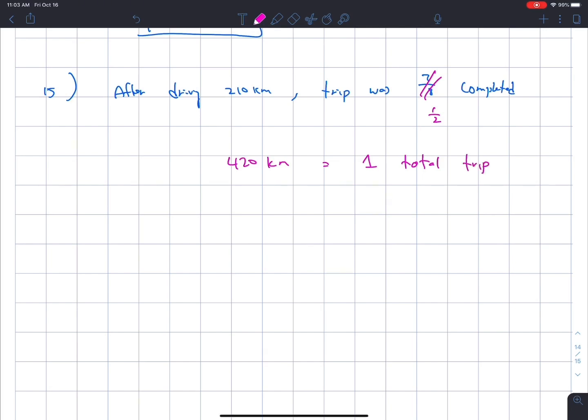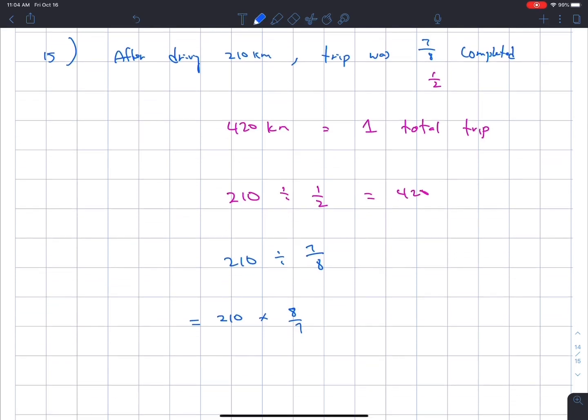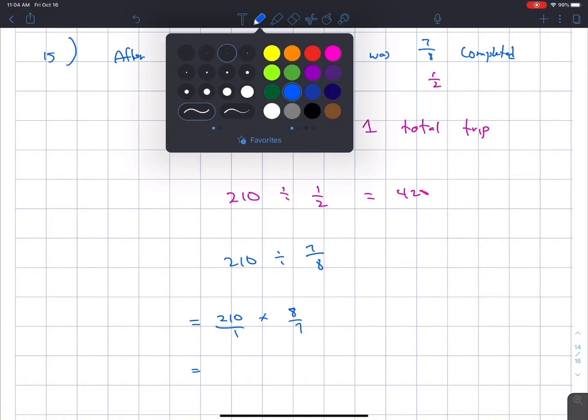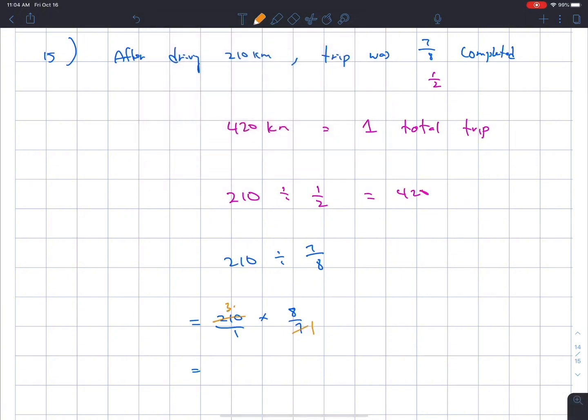So how do we get the answer? Well, we just want 210 divided by 1/2. This will give you 420. So same idea. Half was the easier number. I can really just divide it by 7/8 because that's what the question was asking me. So I have 210 times 8/7. This will be 210/1. I can divide this by 7 to get 1, divide this by 7 to get 30. And 30 times 8 is 240. So the total trip is 240 km.